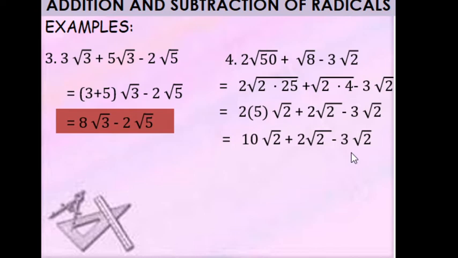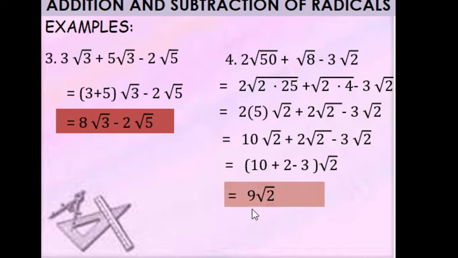and 3. So we have 10 plus 2 minus 3 square root of 2. So 10 plus 2 is 12 minus 3. So we have 9 square root of 2, and the final answer is 9 square root of 2.